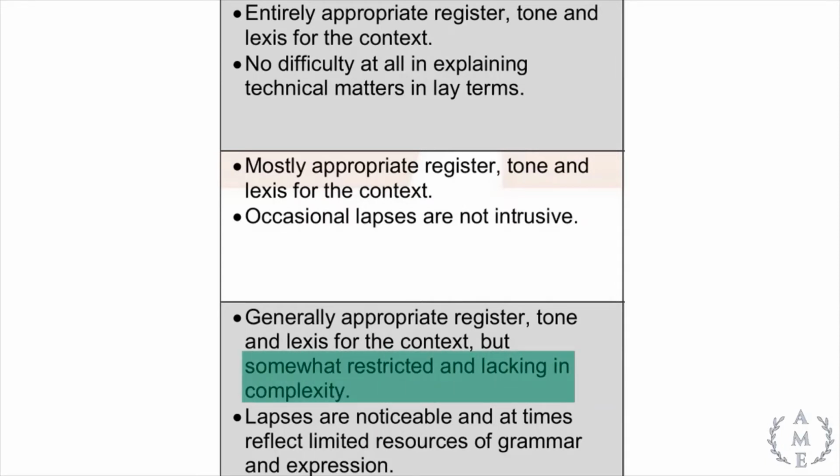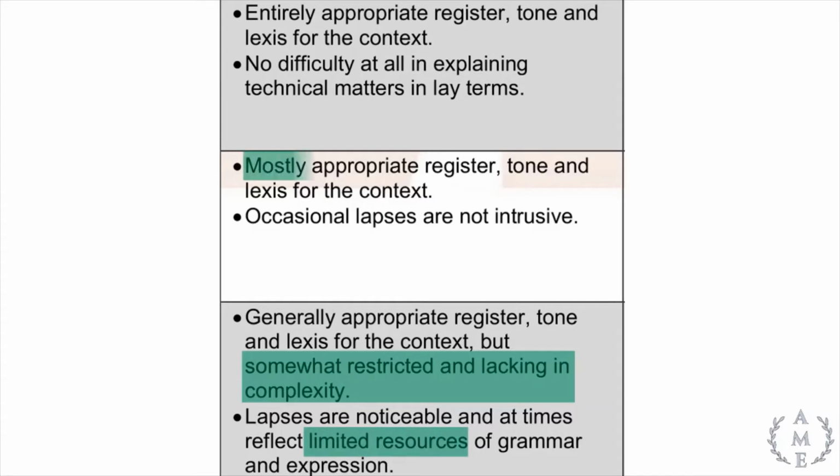So to get that band 4, you can be somewhat restricted and lacking in complexity. In other words, you may phrase things in the same simple way because perhaps you don't know how to say it in a more formal way. You may sound a bit too informal because that's the only way you know how to say something. Or on the other side, you might know some complex Latin term, for example, but lack the English vocabulary to say it in an everyday form that the average person would understand.